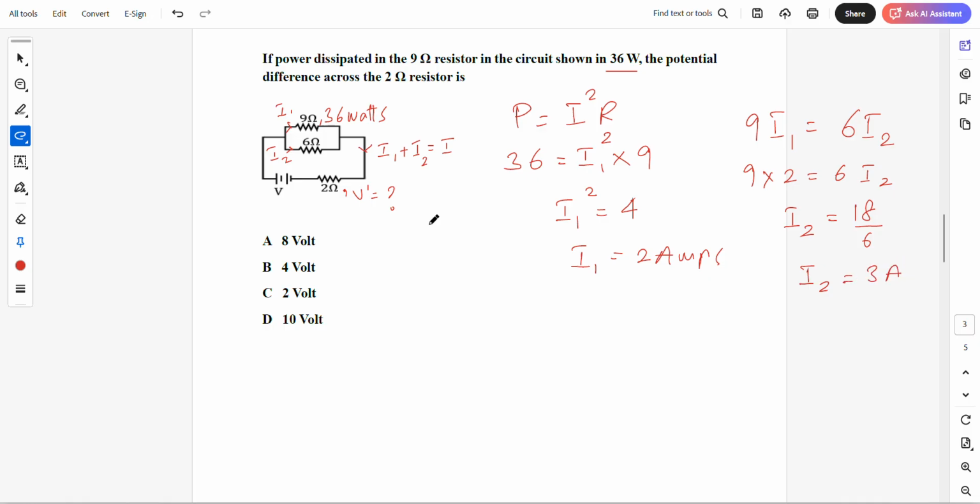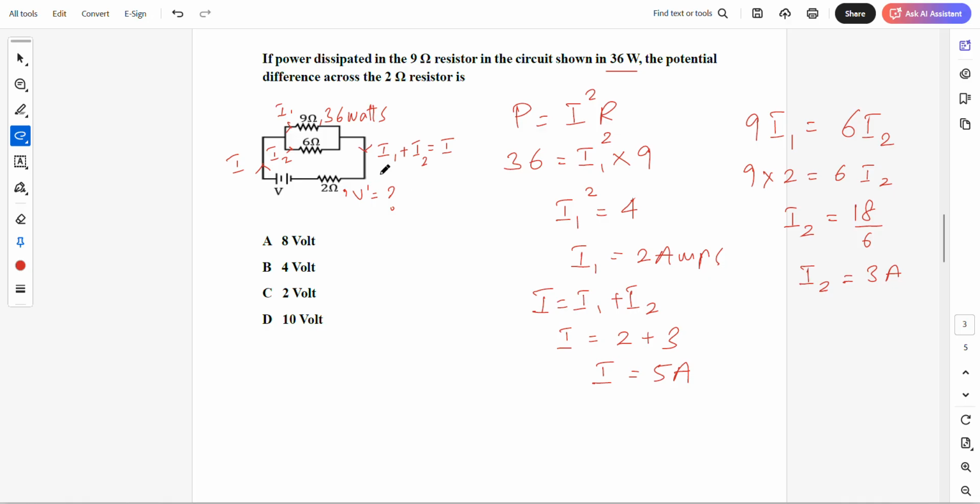Okay. And now how much is I? I is equal to I1 plus I2. That is the current given by this battery. I is equal to I1 plus I2. How much is it? I is equal to I1 is 2, I2 is 3, that is equal to I is equal to 5 amperes.